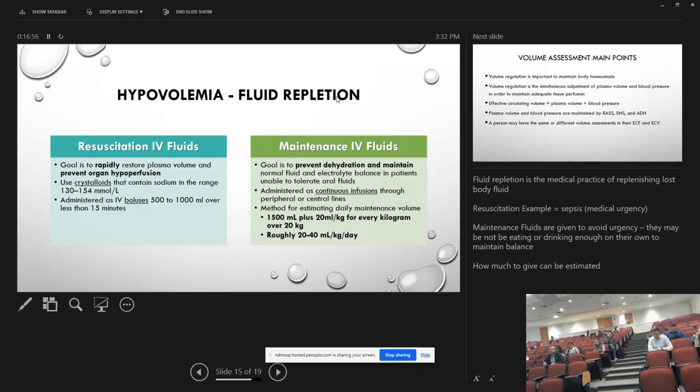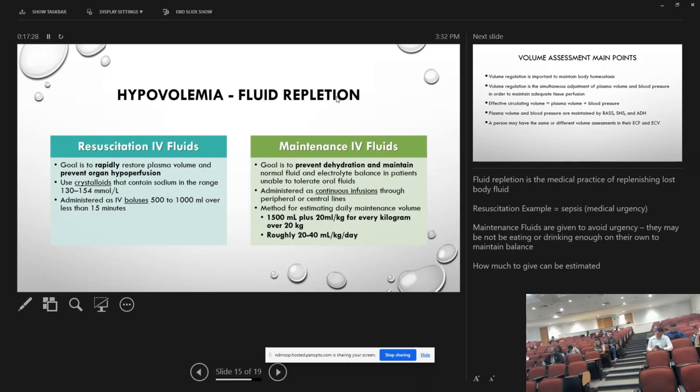So it's not going to stay intravascularly. So you need something that has a fair amount of sodium, right? And that's what normal saline is. 0.9% normal saline has about 154 milliequivalents of sodium. Lactated ringers has about 140. So that sodium is going to help stay and replete the intravascular space. So those are called crystalloids, right? And that's what we generally use for resuscitative fluids.